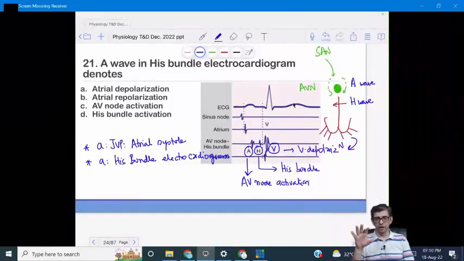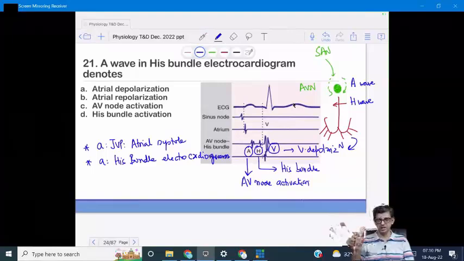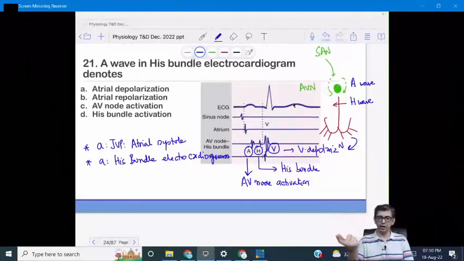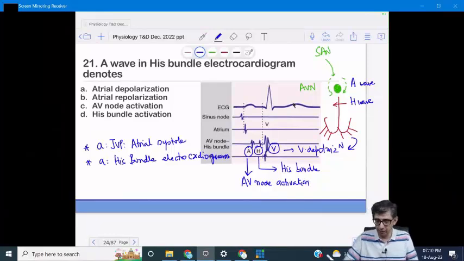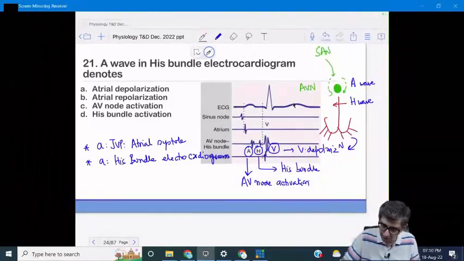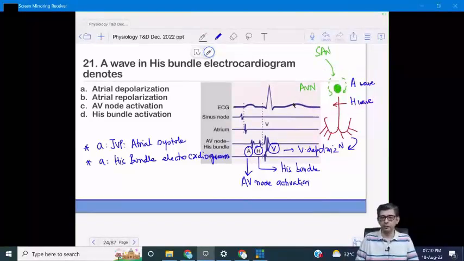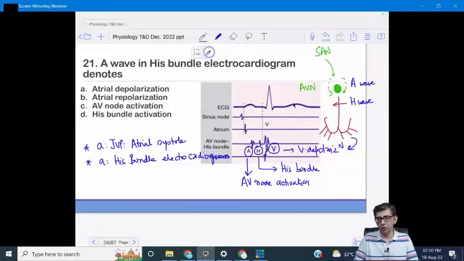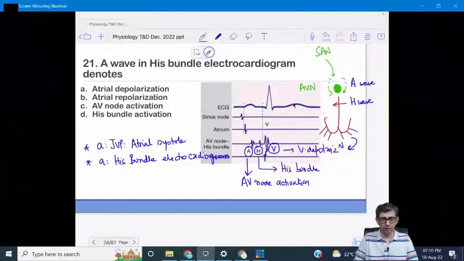But the point is there are 3 waves, A, H, and V. There will be no problem with V. Either he will ask you H or he will ask you A. And the point is that H can be remembered from bundle of His. H is for bundle of His activation. So all that is left here is the A wave, which indicates AV nodal activation occurring in the patient. We are basically wanting to study this particular part of the heart, that is the AV node and then the bundle of His. The correct answer for this question is option number C.